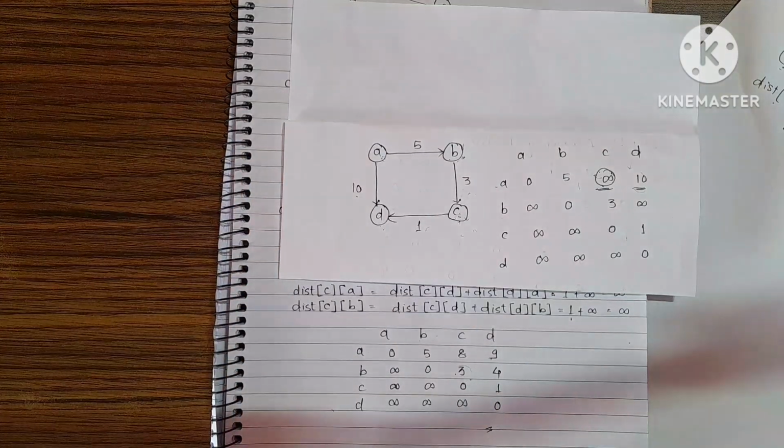So the Floyd Warshall algorithm is able to give us the shortest distance between any pair of vertices. So any two vertices you may choose and you may check whether it is resulting in the shortest distance or not.